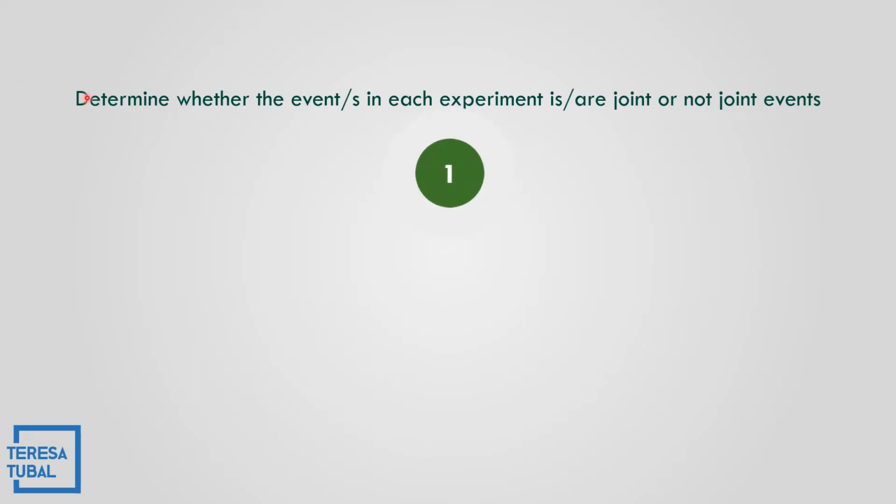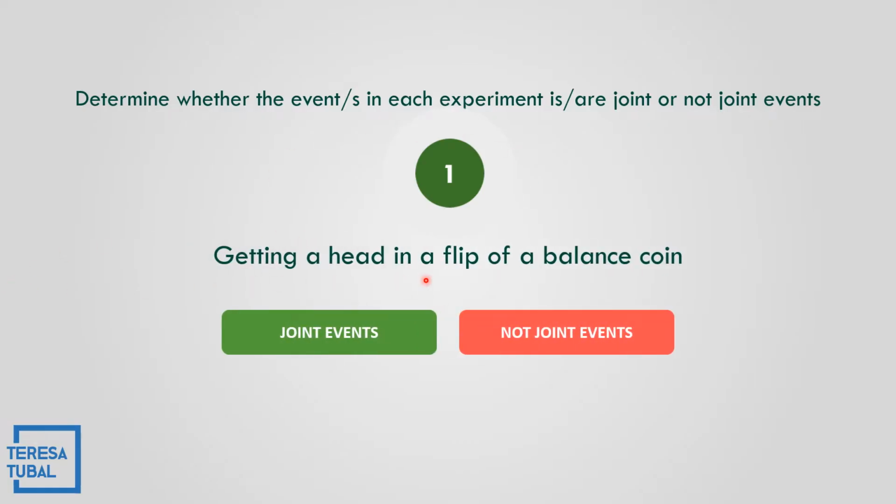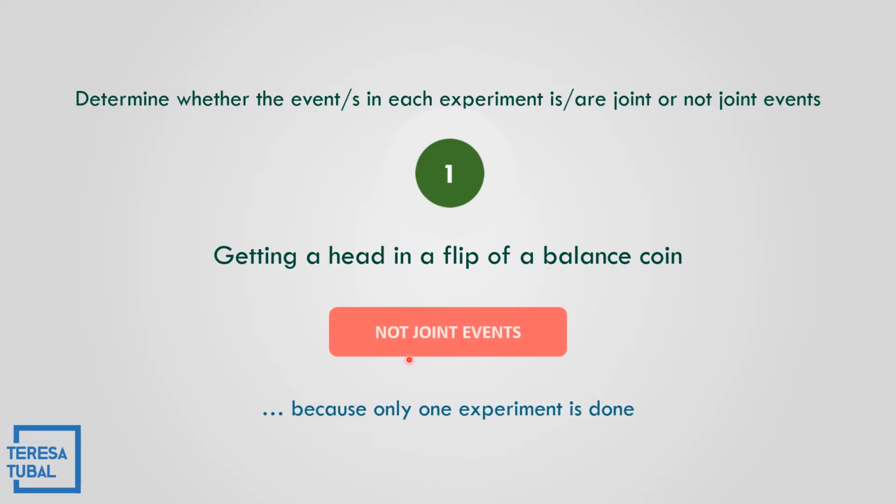Let us determine whether the events in each experiment are joint or not joint events. In example number 1, getting a head in a flip of a balanced coin. Do you think this event is joint events or not joint events? Correct, not joint events because only one experiment is done. How about the second one?